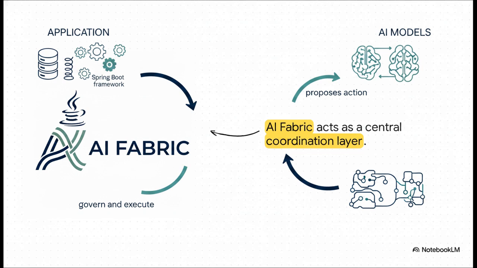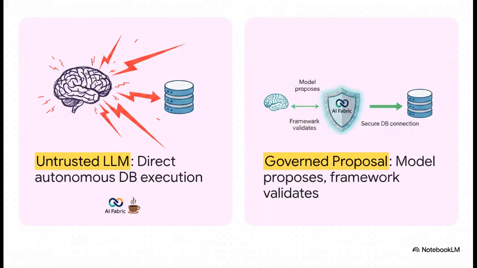and execute it. The old, frankly terrifying way to do things treats an untrusted LLM's natural language output as a direct, autonomous database command. No thank you. AI Fabric completely flips this paradigm. It requires a safely filtered, governed action proposal. So, the model proposes an idea, the framework validates it, and only then does the application execute. It's a massive shift in trust.